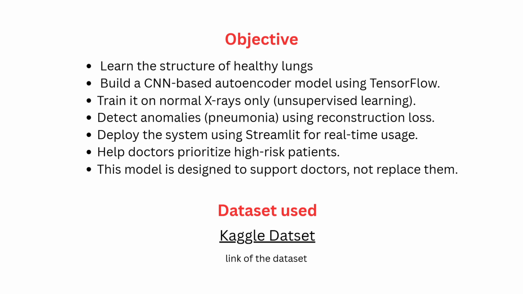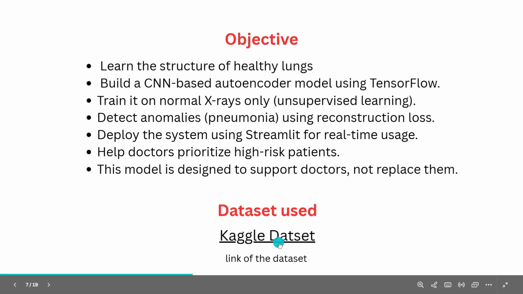Our core objectives are to learn the structure of healthy lungs, build a CNN-based autoencoder model using TensorFlow, and train it exclusively on normal X-rays. Anomalies like pneumonia are then detected using reconstruction loss. Finally, we aim to deploy the system using Streamlit for real-time usage to help doctors prioritize high-risk patients. It's important to note that this model is designed to support doctors, not replace them.